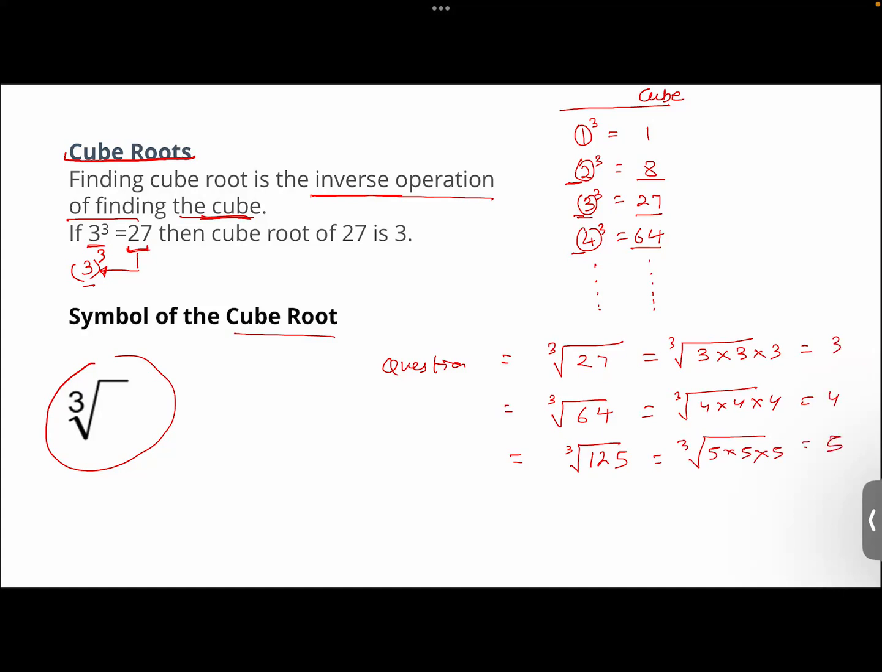So what do we say here? A number m is a cube root of a number n if n equals m cube. Thus, a number m is a cube root of a number n when n is equal to what? m cube, isn't it, guys?